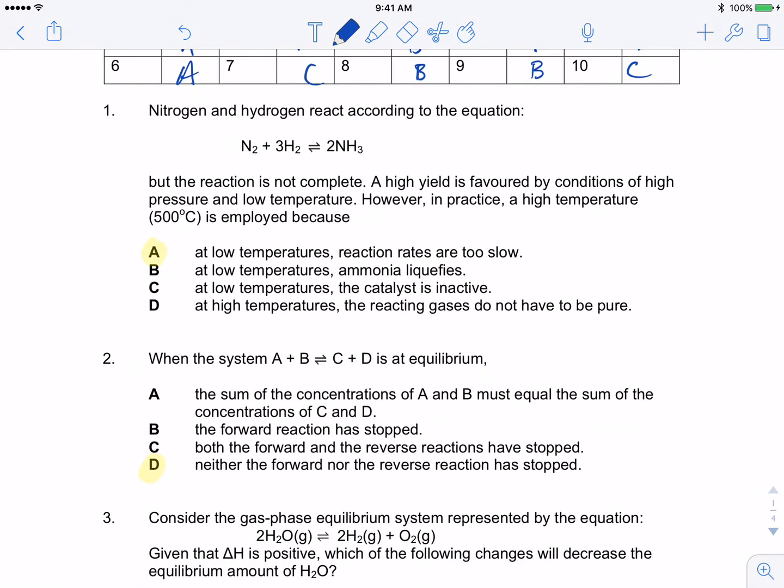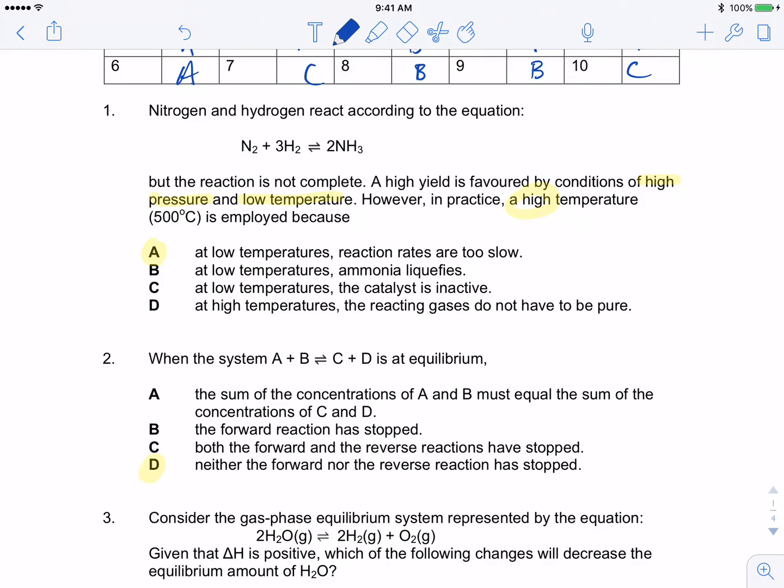Now, question 1. This is the Haber process. Ammonia is formed by reacting nitrogen and hydrogen together. So a high yield is favored with high pressure, low temperature. However, we use a high temperature in practice, 500 degrees Celsius, because at low temperature, reaction rates are too slow.